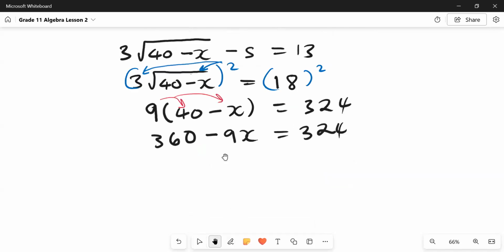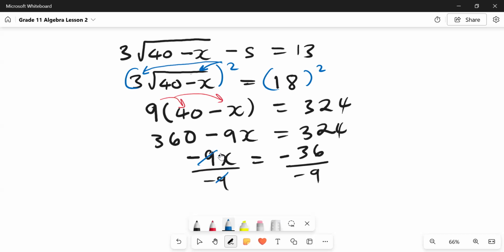And then from here, we have to collect the like terms, try to isolate a number with variable x, right? So let's transpose. This will give us 324 minus 360, which will give us minus 36. And then divide both sides by negative 9. Remember, we're trying to isolate x so that we can get the value of x. So this is positive 4.